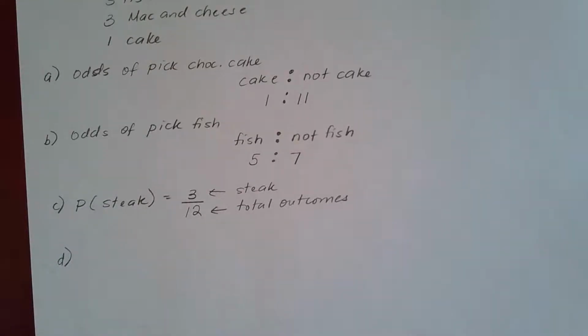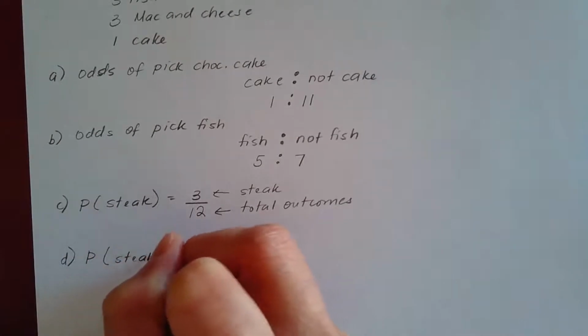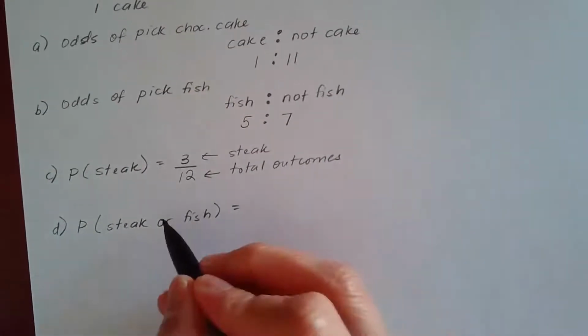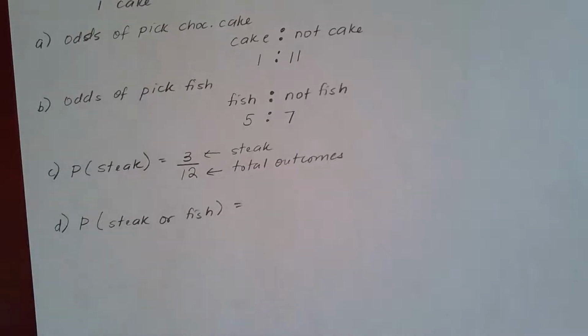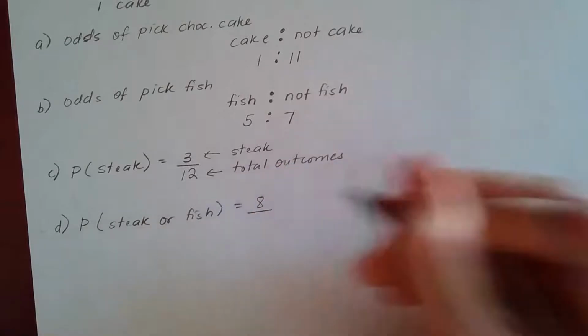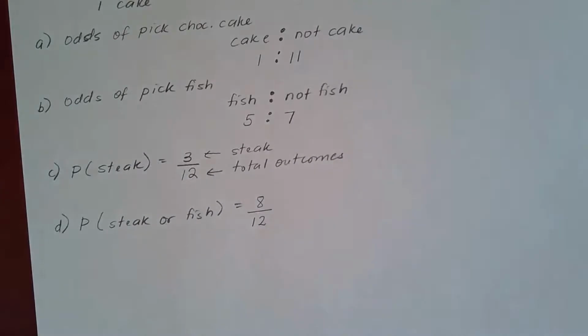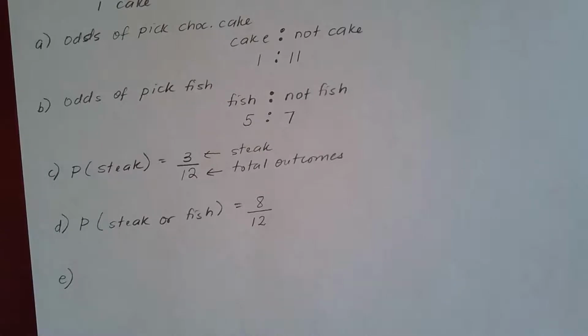Now letter D, what's the probability of picking steak or fish? Now, generally in math, the word or means adding it up. So steak or fish together. Okay, we don't do it separately, we add them together. So steak or fish, that's going to give us 8 because there's 8 of them out of 12. So 8 out of 12.